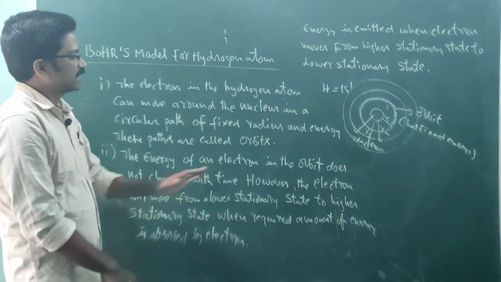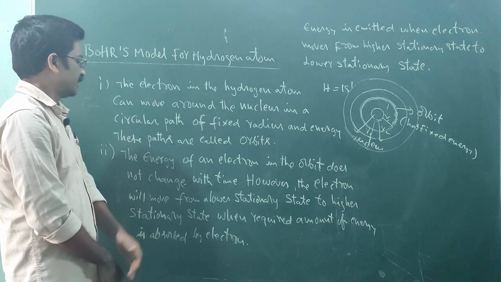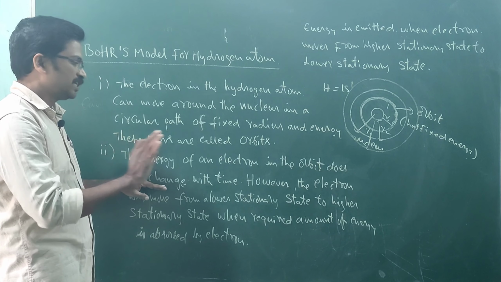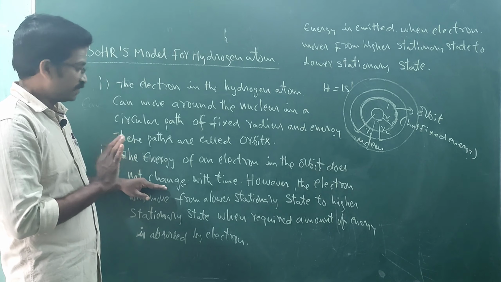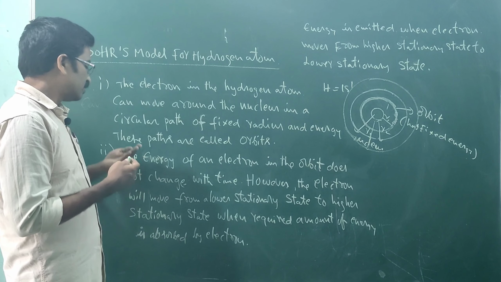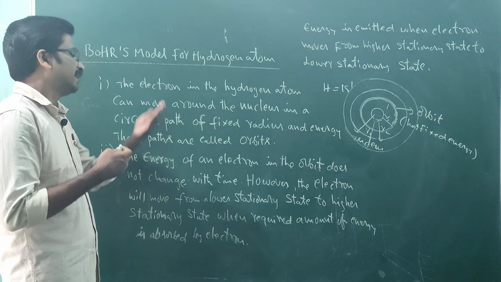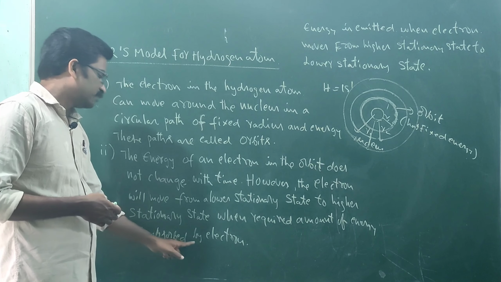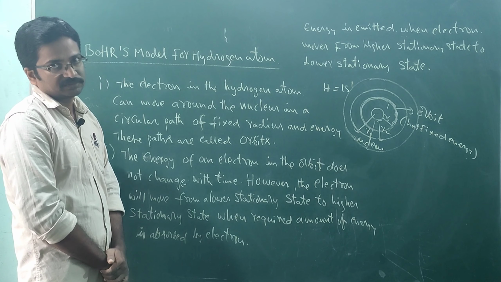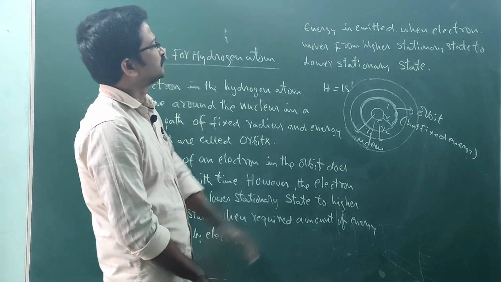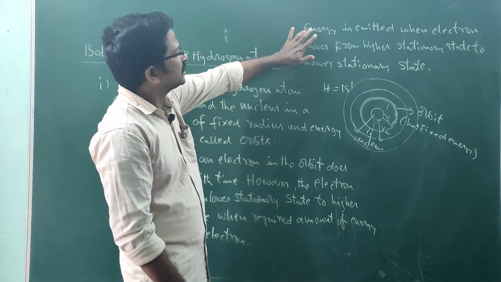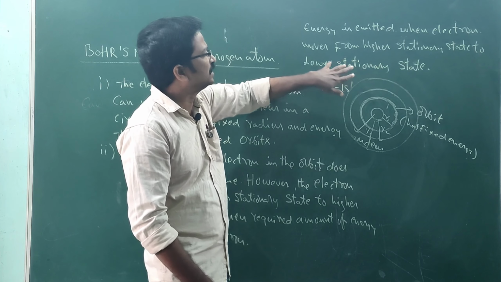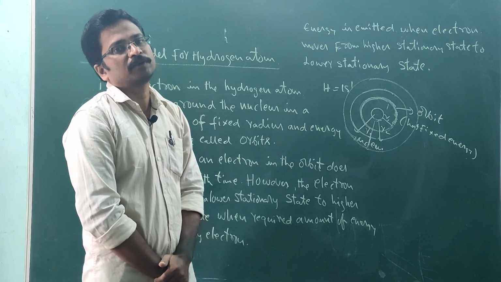Next, the second point. The energy of an electron in an orbit does not change with time. However, the electron will move from a lower energy state to a higher energy state when the required amount of energy is absorbed by the electron. Next point: energy is emitted when an electron moves from a higher energy state to a lower energy state. What does this point say?